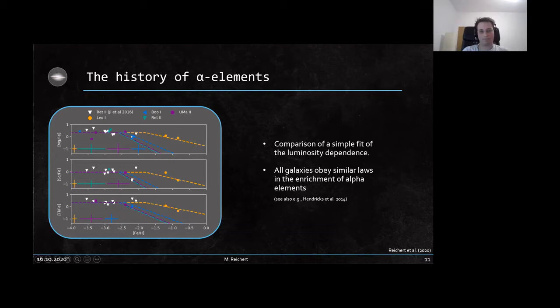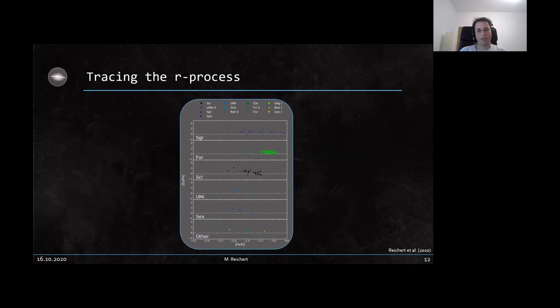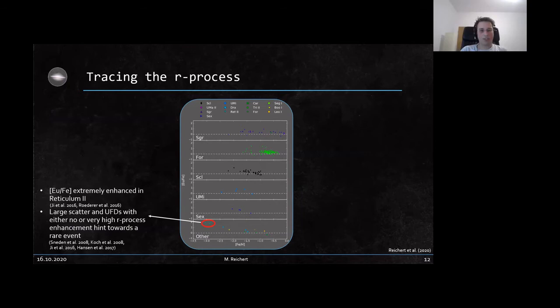So this is very nice to know, but I introduced the talk with heavy elements and with the r-process. And therefore, let's look at europium over iron. So this is now again the same plot, but instead of magnesium here, we have europium. And in this plot, there are actually a couple of interesting things. For example, Reticulum 2 that I just talked about is at low metallicities extremely enhanced in europium. So this was already shown by Ji et al. in 2016. And it shows basically that this ultra-enriched ultra-faint dwarf galaxy, together with other ultra-faint dwarf galaxies that show no indication of neutron capture elements, hints that the r-process host event has to be a rare event.